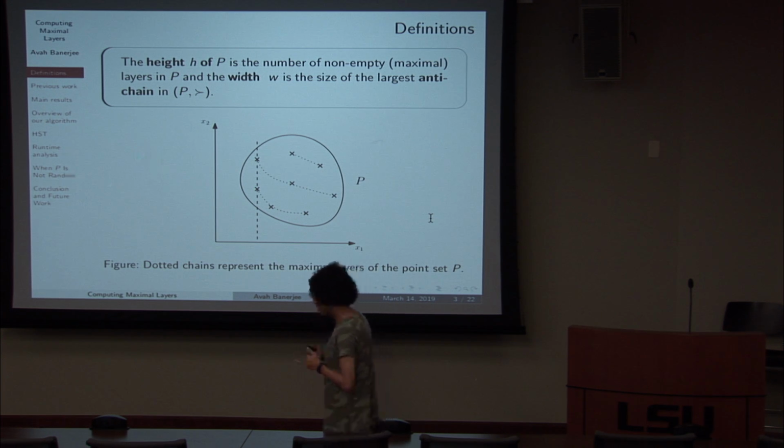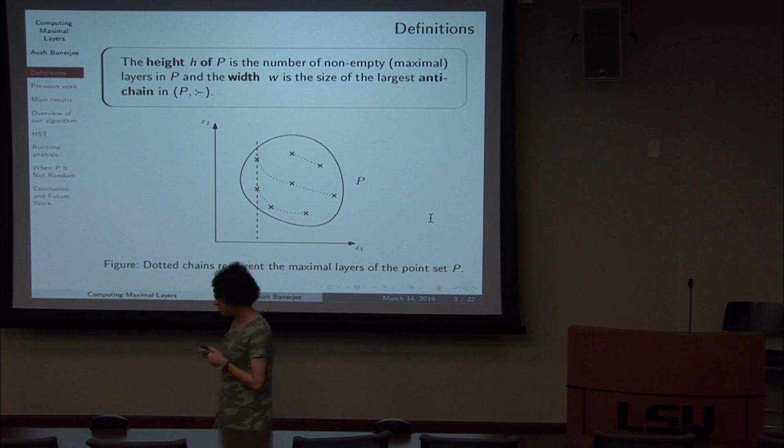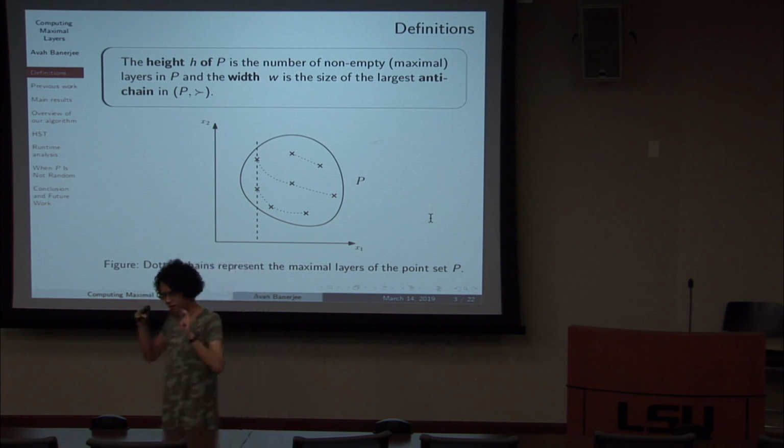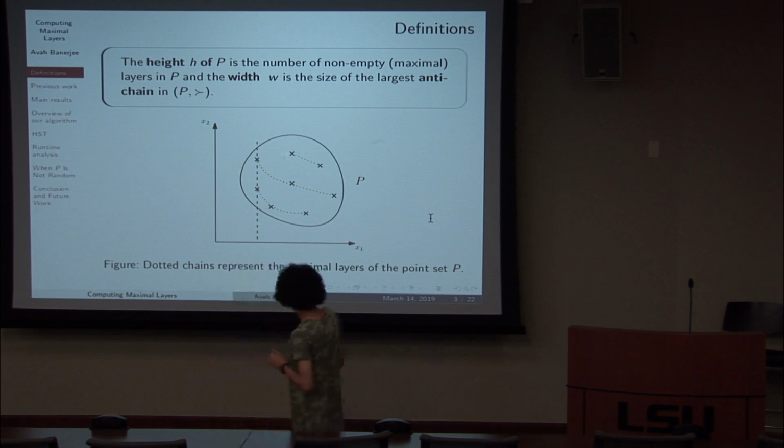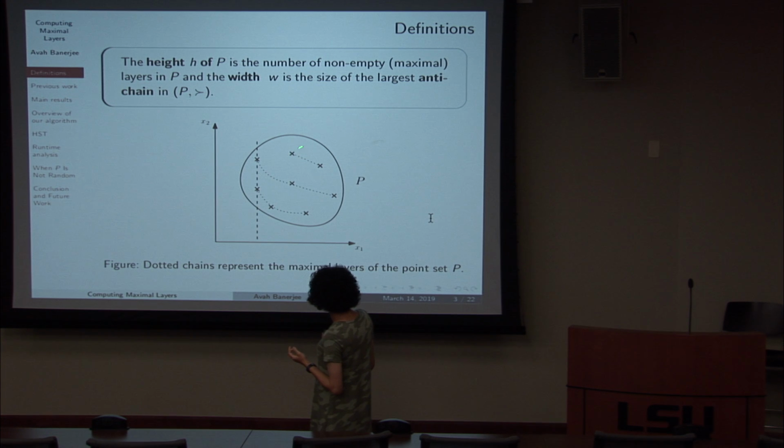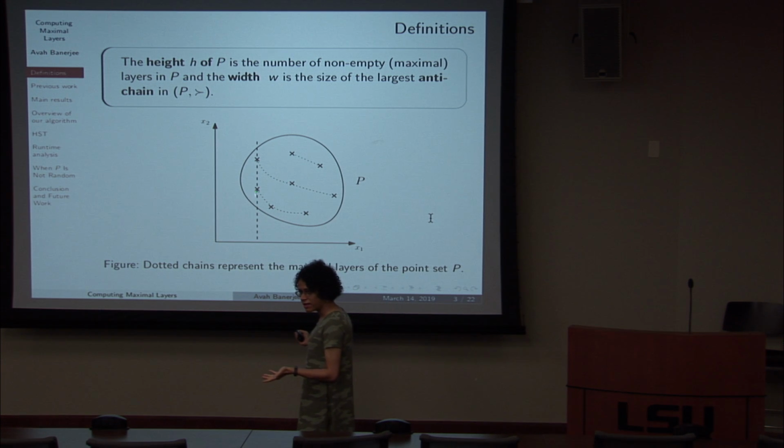No, the layers form because the points are mutually incomparable. In the first layer, as I said here, why are these 2 points here? Because none of them dominate each other, so they're incomparable. So they both belong to the same layer, in this case, the first layer.